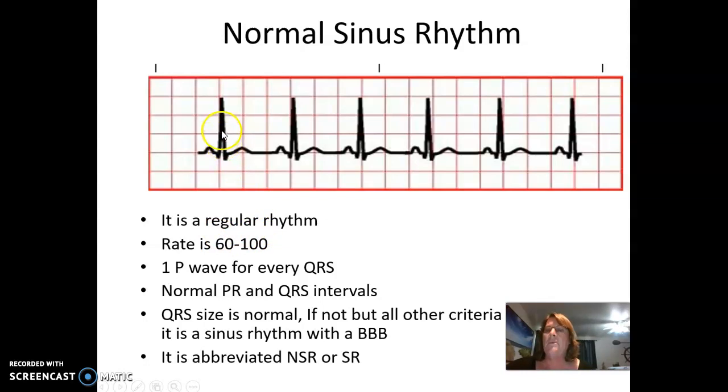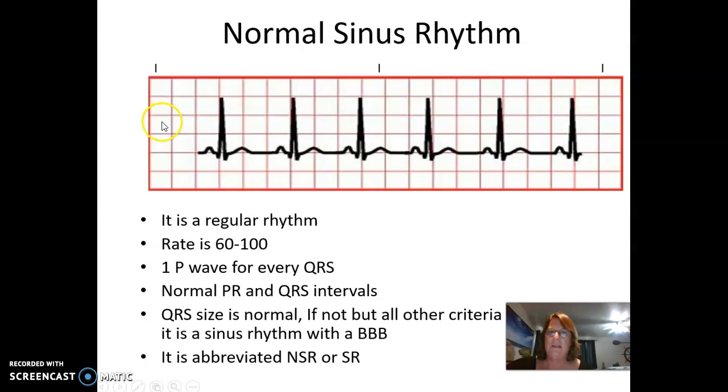So I'm going to count how many complexes I have. 1, 2, 3, 4, 5, 6. Now remember, between this set of hash marks, that's 3 seconds. So between two sets of hash marks would be 6 seconds. So my heart rate would be 60.